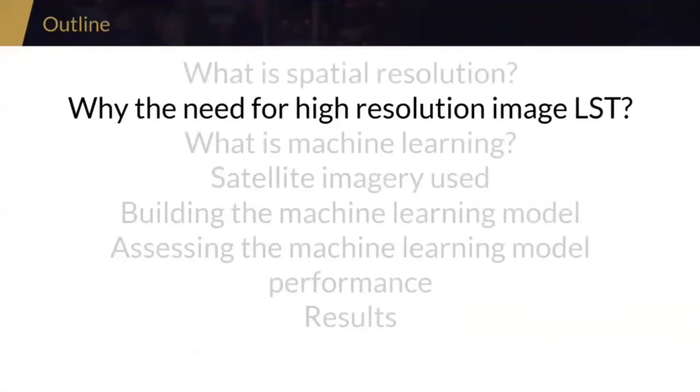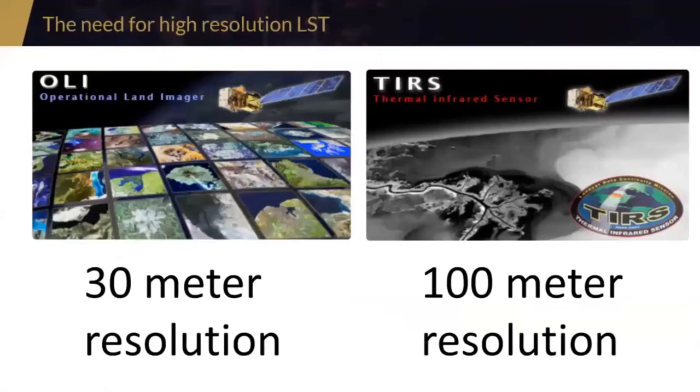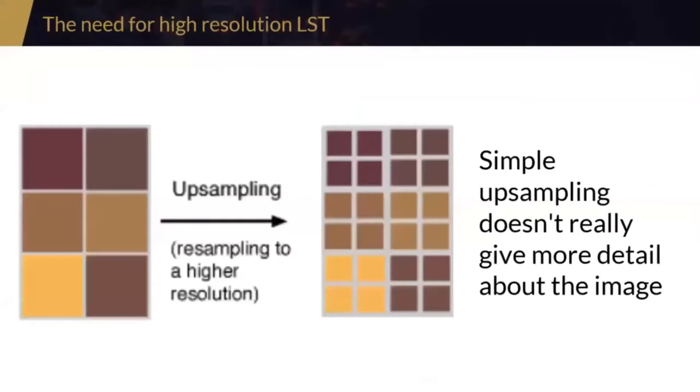So why is there a need for a high resolution image of LST? Landsat 8 has two sensors on board. The OLI, which has a 30-meter resolution, and the TIRS or the thermal sensor, which is a 100-meter resolution. In fact, the TIRS sensor is the only functioning spaceborne sensor that has the highest resolution as of now. The 100-meter is upsampled to match the 30-meter OLI.